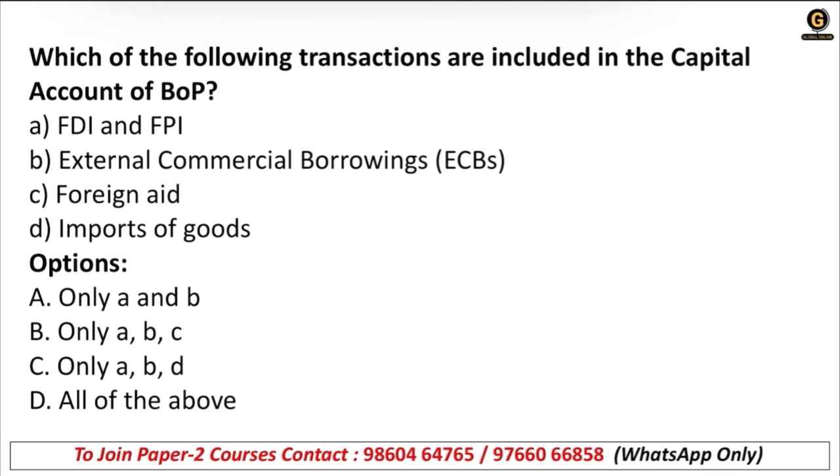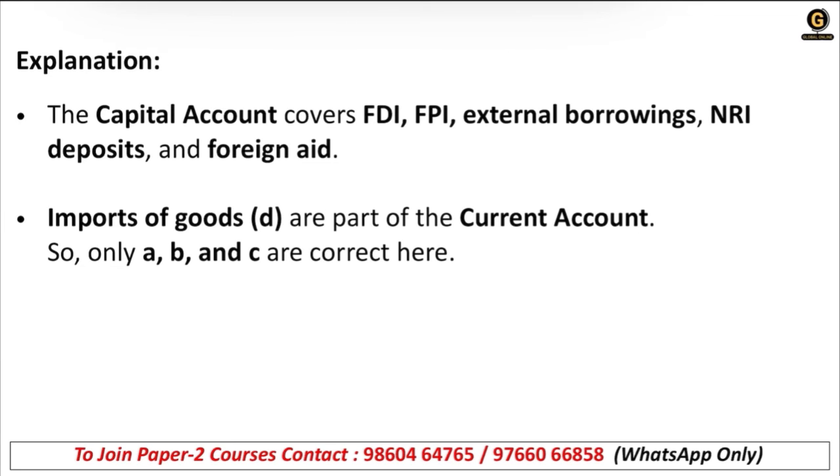Okay, next. Which of the following transactions are included in the capital account of BOP? FDI, FPI, ECBs, foreign aid, imports of goods. Right answer is option B, that means A, B, C, not D. See, the capital account covers FDI, FPI, external borrowings, NRI deposits, and foreign aid. Imports of goods are a part of the current account, right? So only A, B, C are correct here.